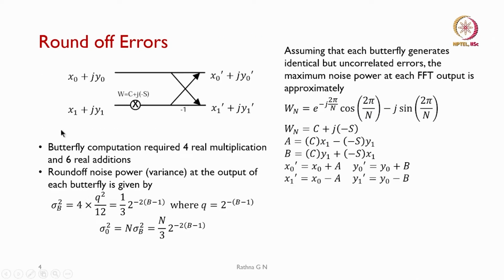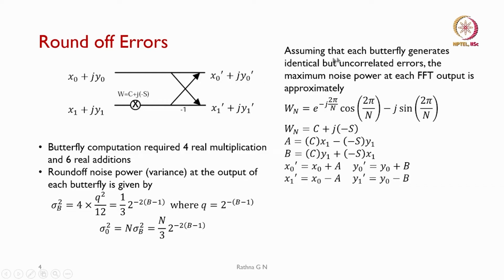So we will see round off errors first. We have taken here x naught plus j y naught as input, and the other input is x1 plus j y1. Our twiddle factor is cos plus j sine function. You can see the multiply sign, and this is going to be multiplied by minus 1, and our output is going to be x naught dash plus j y naught dash.